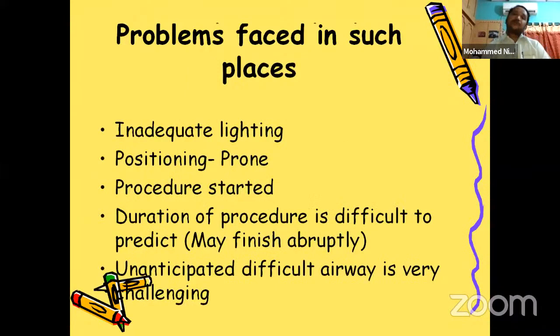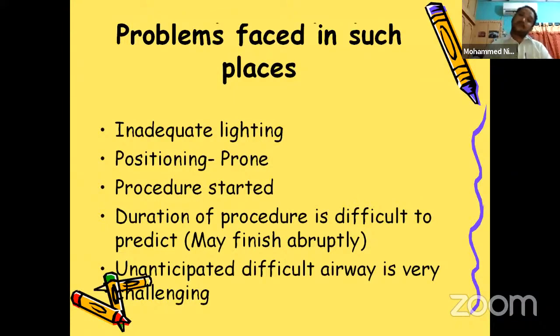Then such places usually have inadequate lighting, because the proceduralists will be looking at the screen. So they usually switch off all the lights. So monitoring the patient becomes very difficult. For example, we cannot see the chest excursions of the patient, whether the patient is breathing properly or not. Then the other challenge which we face is positioning, that is prone position. We can't have access to the patient for resuscitation when the patient is in prone. We have to first turn the patient, and then we have to continue our work like resuscitation and all.